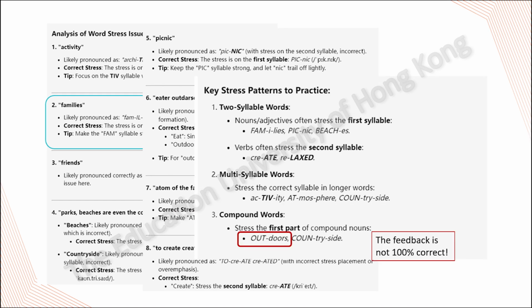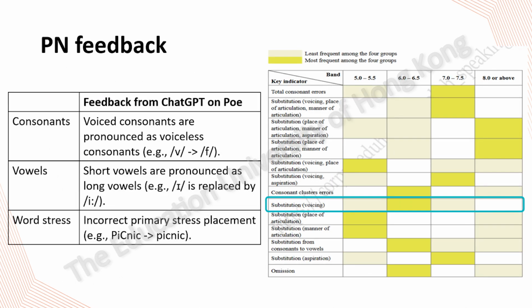Again, the feedback is not 100% correct. You need to have a double check. I selected some feedback received from Po and compared them with the common features identified from our spoken data. One consonant feature pointed out by ChatGPT on Po is using voiceless consonants to replace voiced consonants.